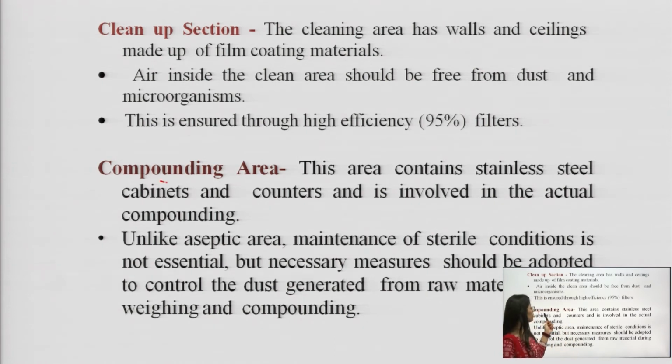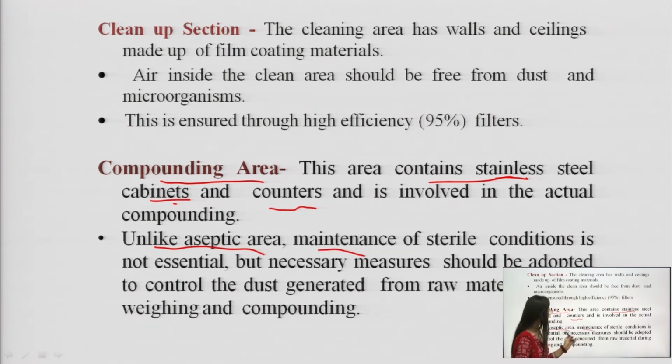Compounding area is the area where weighing is taking place. All the raw materials are getting weighed inside a stainless steel cabinet, where you are going to just have a cover. The person who is weighing the particular product is also wearing all the clothes, covered from head to toe, and whatever he is weighing should be done in stainless steel cabinets and counters. Unlike aseptic area, maintenance of sterile condition is not essential, but necessary measures should be adopted to control the dust generated by the raw materials during the weighing and compounding.